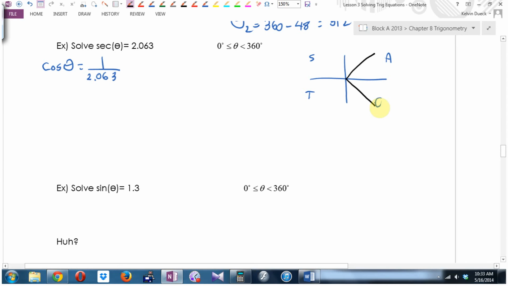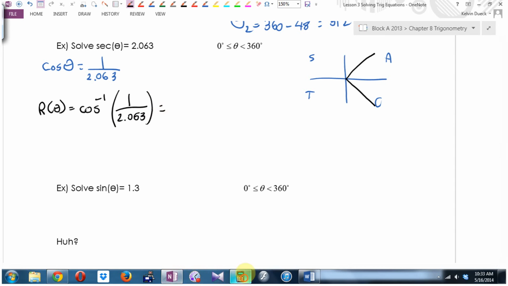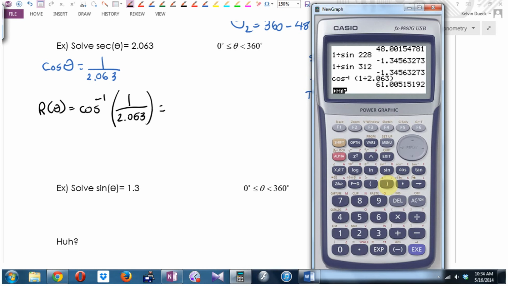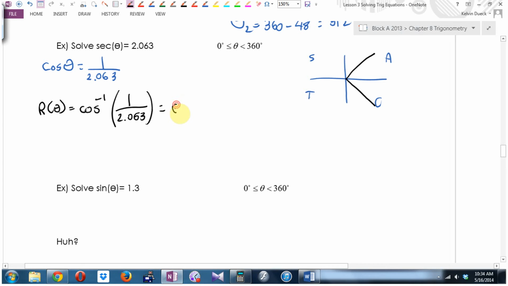Now we find the reference angle. The reference angle is going to be the shift or inverse cos of 1 over 2.063. I have to use brackets. 1 over 2.063. And I get 61 degrees.